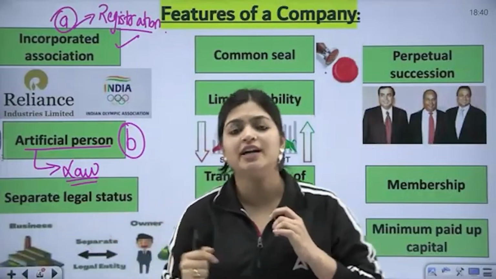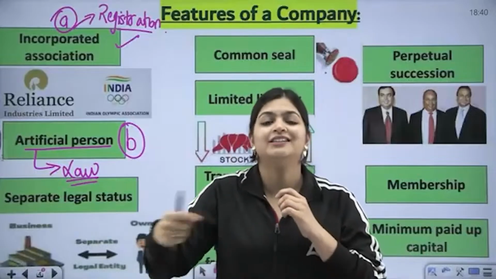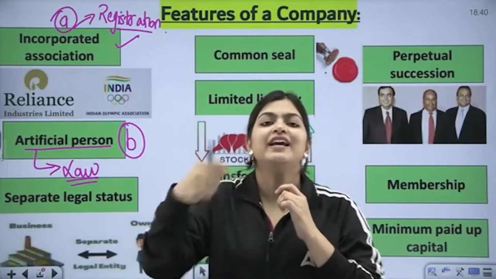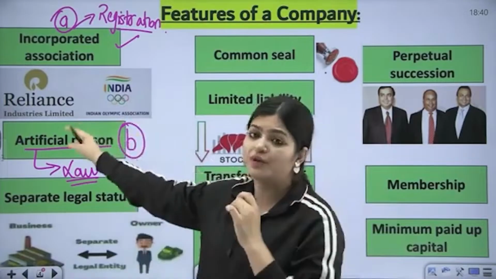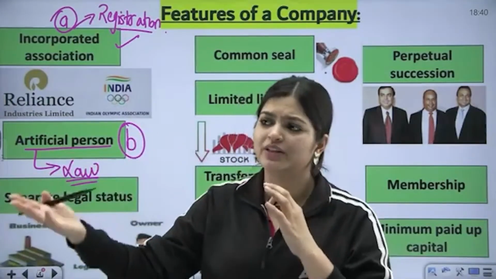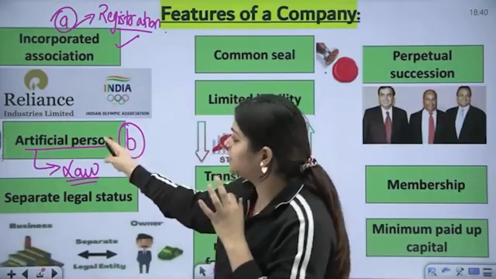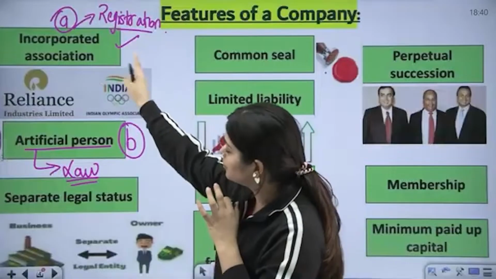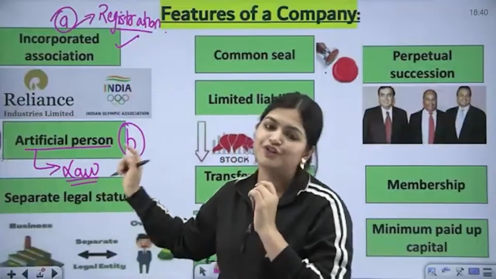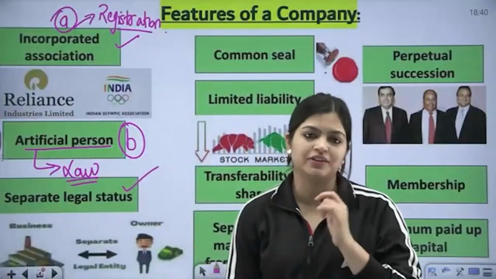Why are we not using Ambani's name? Because the Ambanis are not the company. They are the founders, correct? We have Reliance Industries, which is a separate company. That's why anyone can sue them, and companies can sue anyone, because of this status. That is first, incorporated association, then artificial person. Next we have separate legal status.